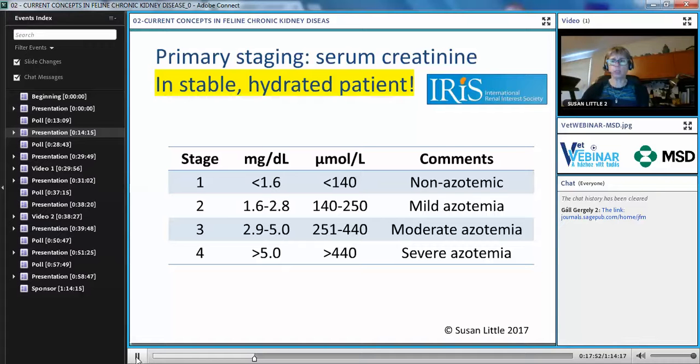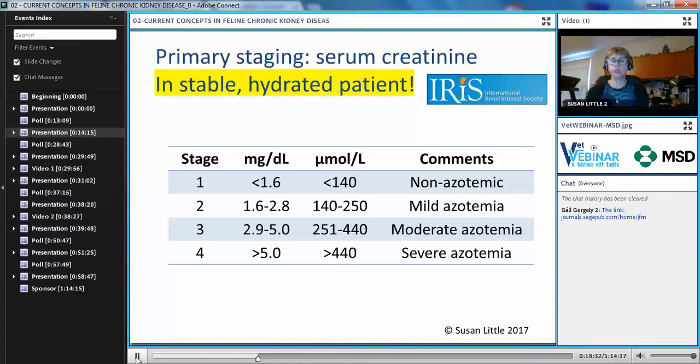So when you go to the IRIS website, you will see this chart that gives you the stages of kidney disease from stage 1, where a patient may have early chronic kidney disease, but may still have serum creatinine measurements that are actually within your lab's normal reference range. So remember that serum creatinine doesn't increase until a cat has lost at least 2/3 of its kidney function. So cats with early chronic kidney disease will have normal serum creatinine. But of course, it's likely to be at the upper end of the normal reference range.